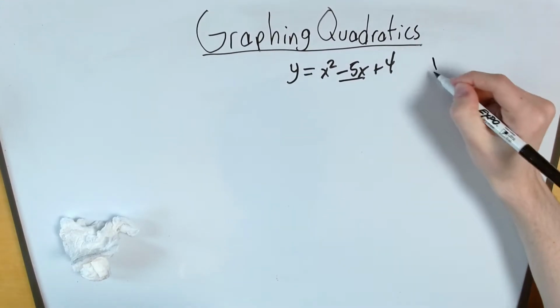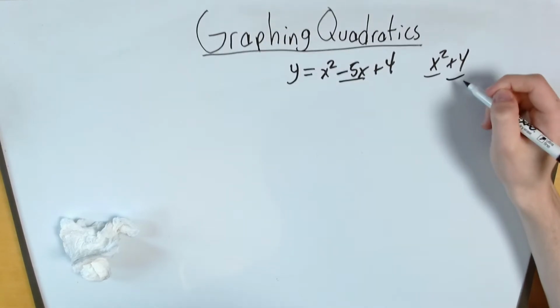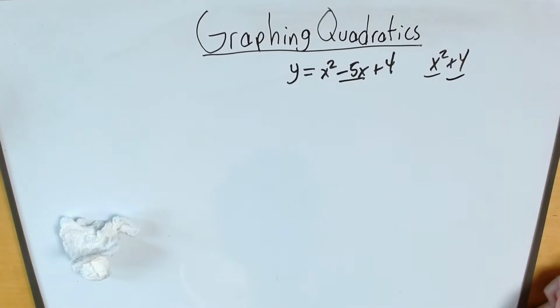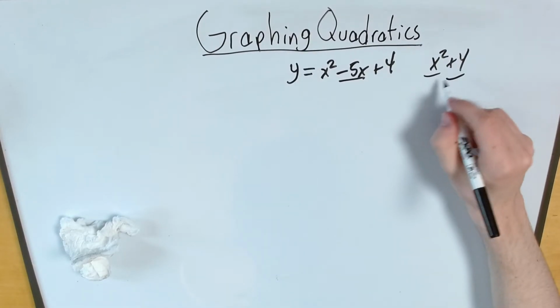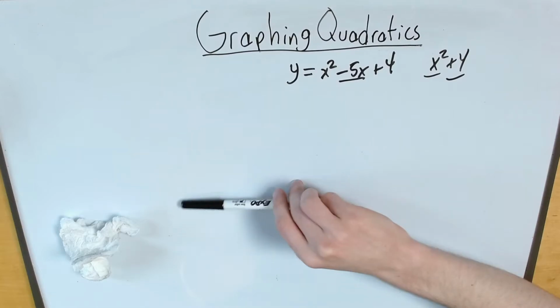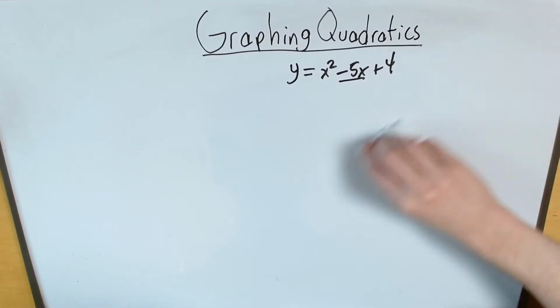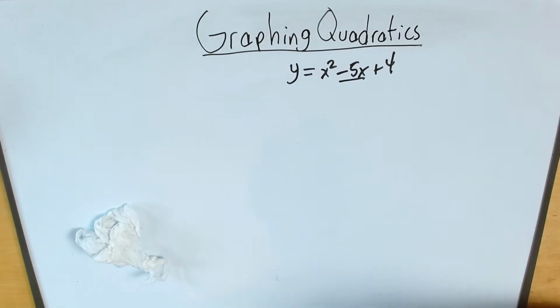If this was just x squared plus 4, okay, well, we know what x squared is, and we know what 4 is, so we'd be pretty set when it comes to graphing it, right? We just know, okay, this is our standard parabola, except it's shifted up 4 units on the y-axis. But this negative 5x messes up our plans.